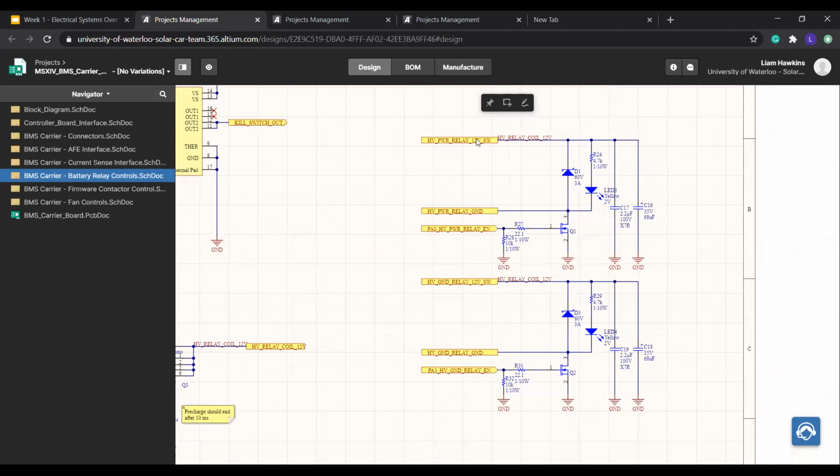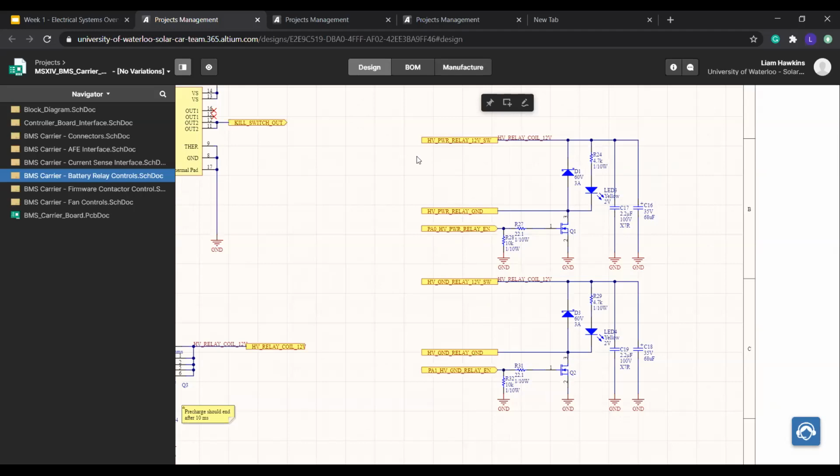And then this is basically the relay controls. So each relay is controlled by a single low side switch. So again, there's a lot of redundancy in this path so that we can always turn the relays off if we need to. And these are just controlled by the controller board as well.